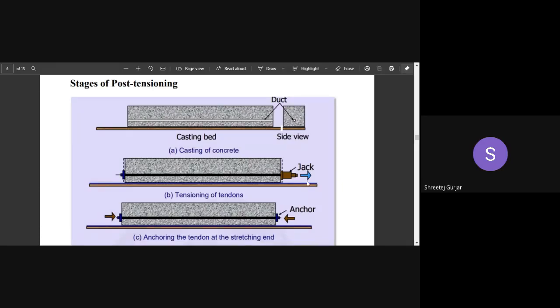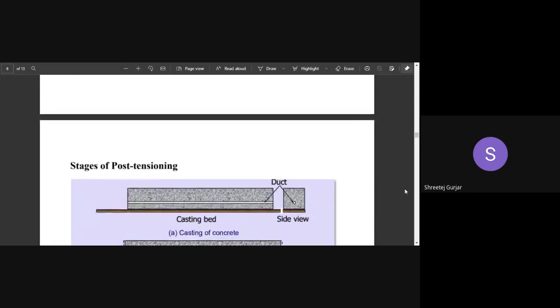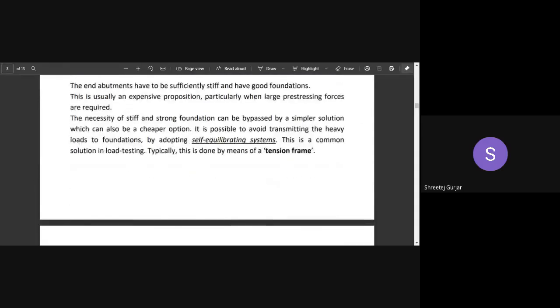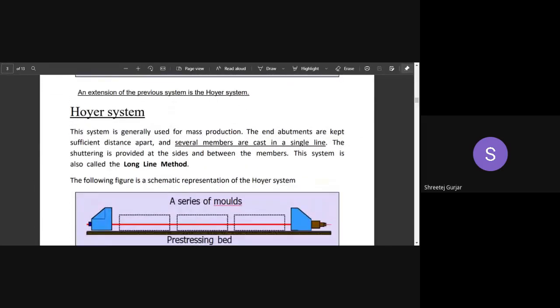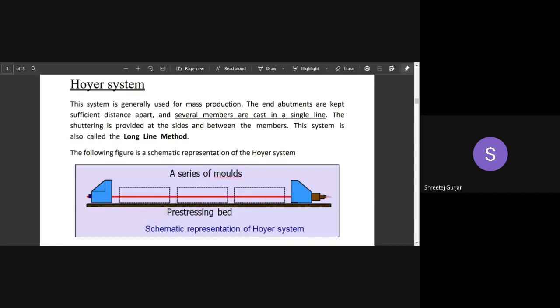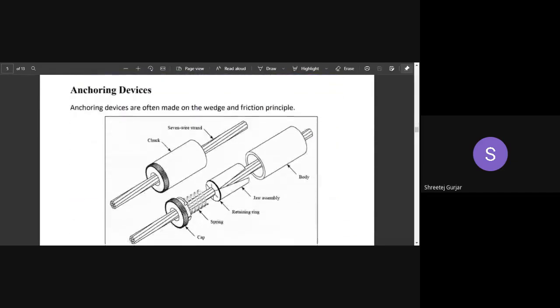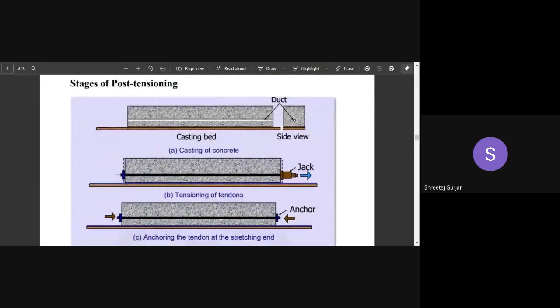Okay, so in the previous class, we had studied pre-tensioning systems, wherein we studied this Hoyer long line method, the Hoyer long line system. This we had studied in the previous class. In this class, we will study various post-tensioning systems that are used.